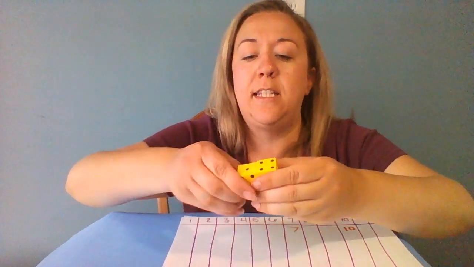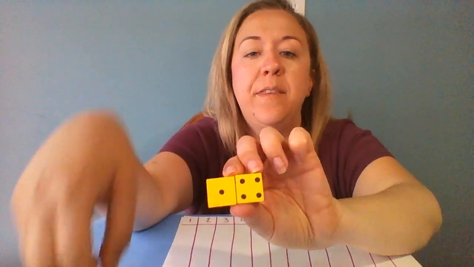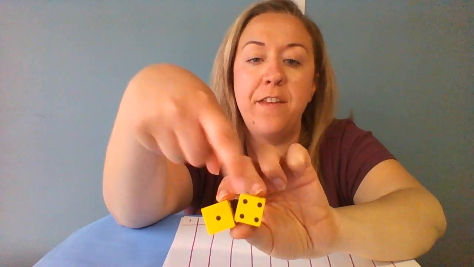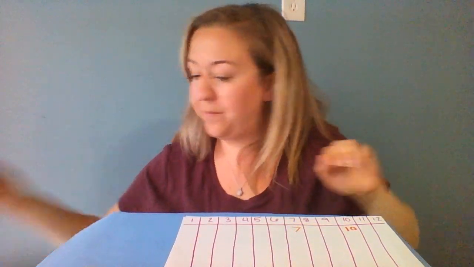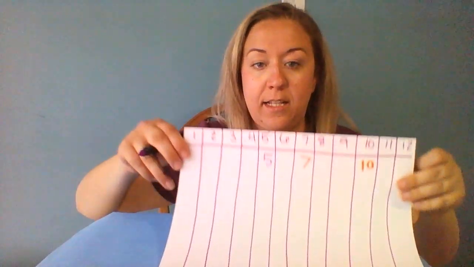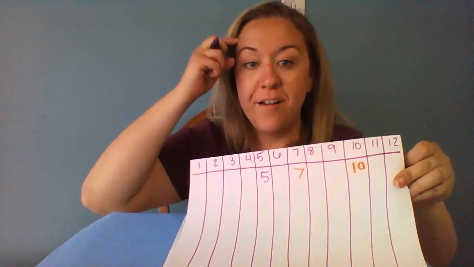All right, let's see. What did I roll this time? I have 4 on this dice and 1 on this one. 1, 2, 3, 4, 5. We rolled a 5. So I'm going to find the number 5. Down and around with a hat on top makes the number 5.